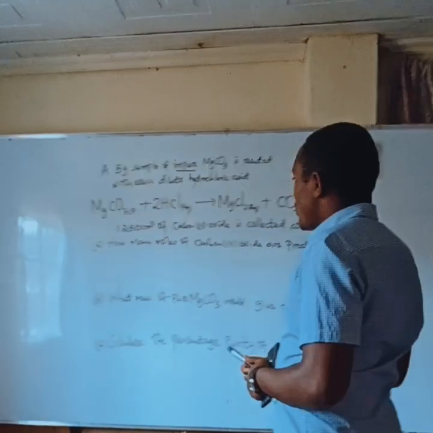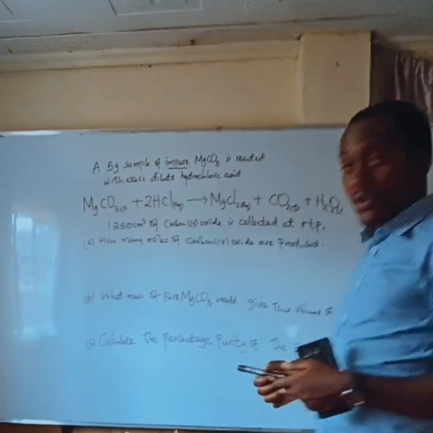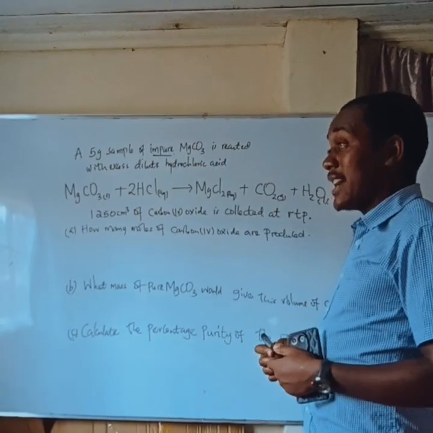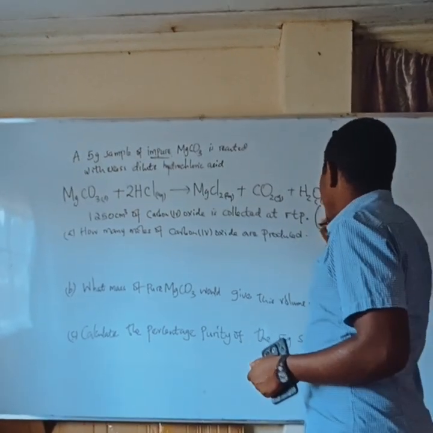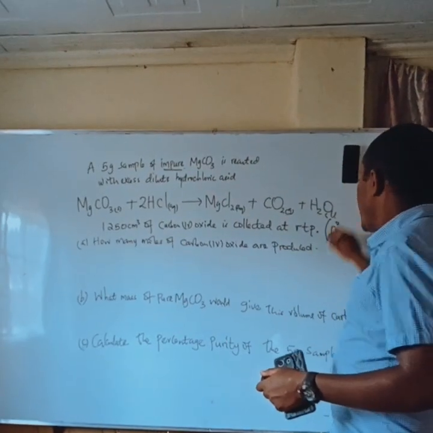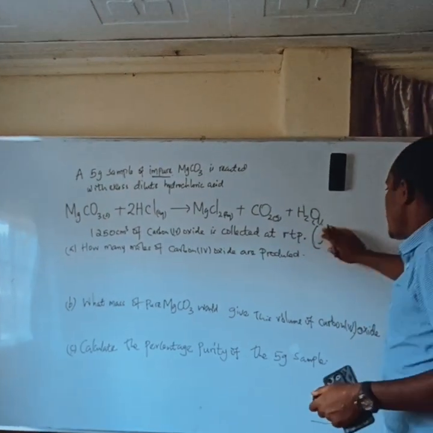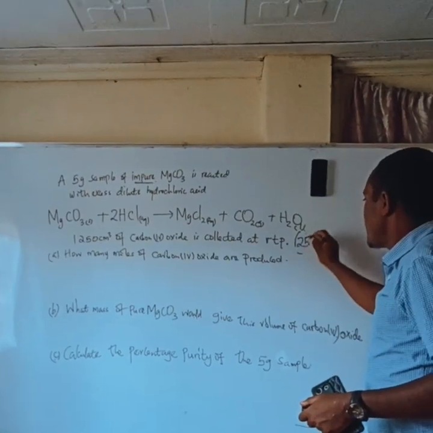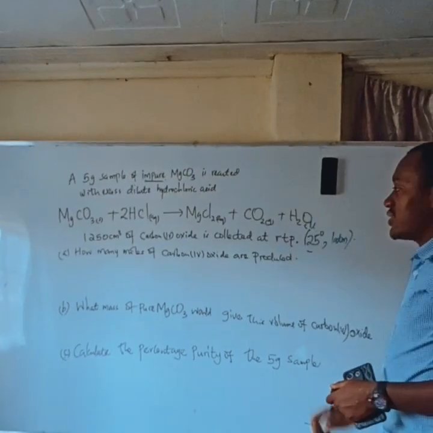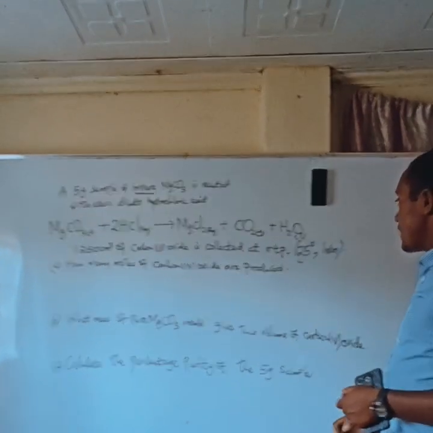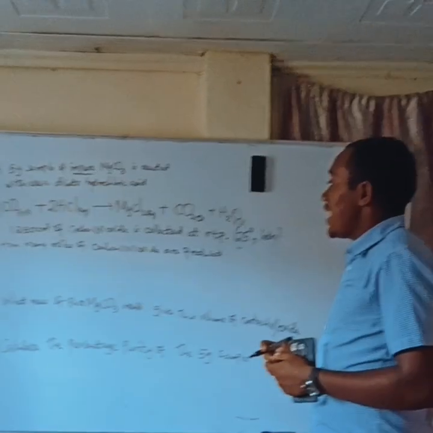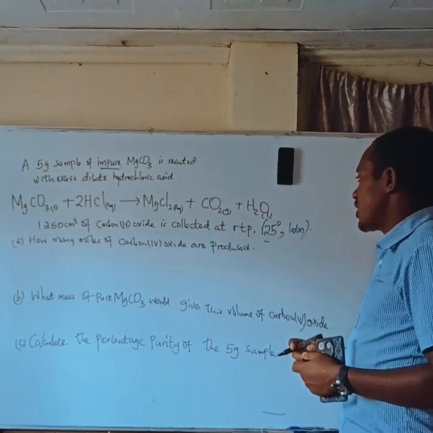1250 centimeter cubed of carbon dioxide is collected at RTP. Remember, RTP means room temperature and pressure, which is not 0 degrees Celsius. Room temperature is 25 degrees Celsius, 1 atmosphere. So these are the conditions for room temperature and pressure. So the volume of carbon dioxide produced is 1250 centimeter cubed.